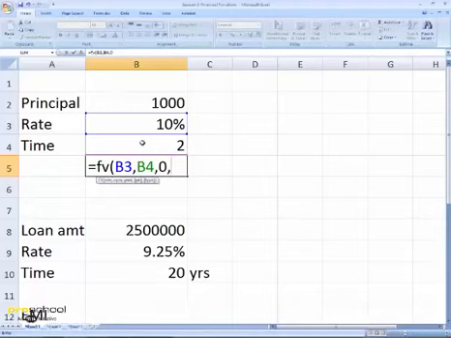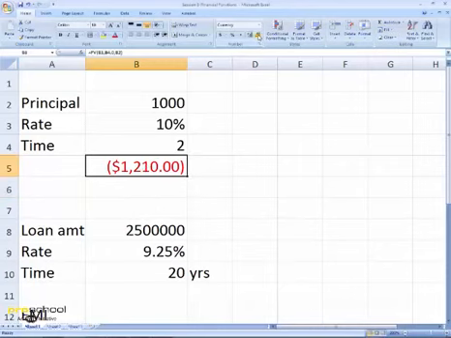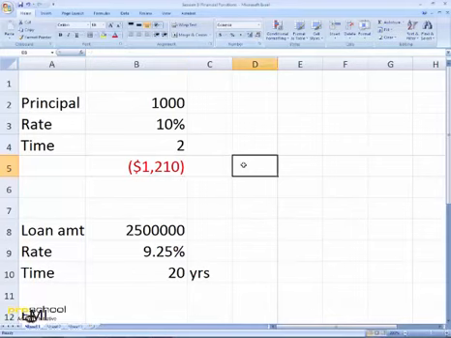comma, the next two parameters are actually optional, the fourth parameter being present value. But since we have a present value of 1000, we'll use that. Last parameter I'll keep it optional, no problem. I close this and this is the answer I get. Let me decrease the decimal places. What you get here is 1210.